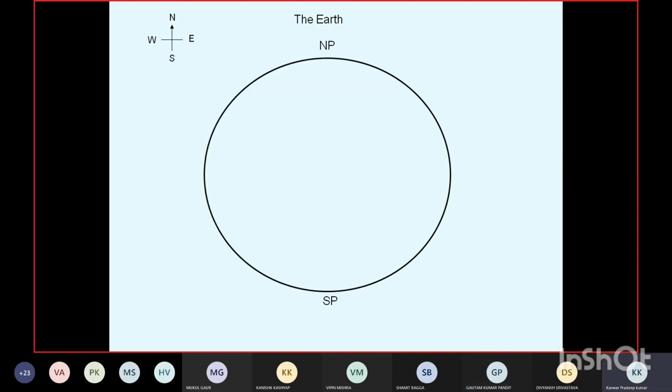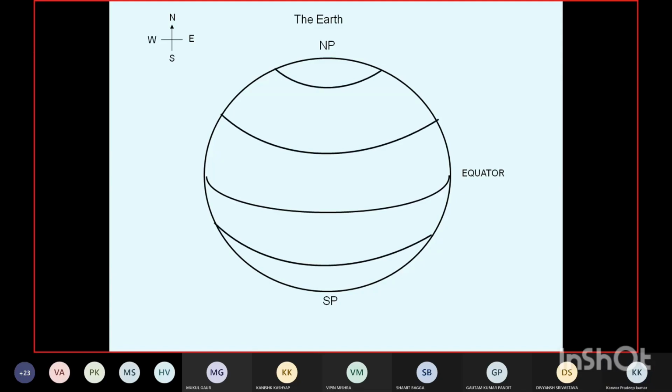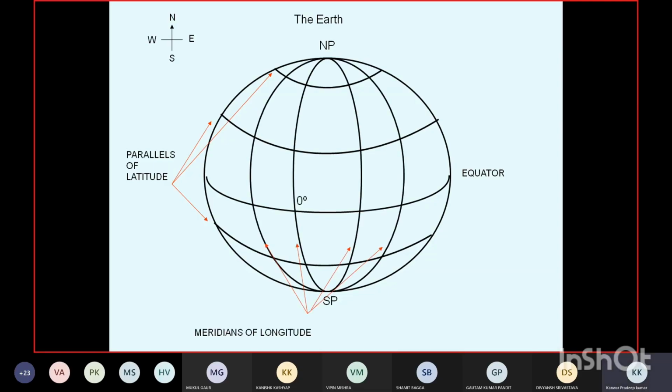Let us say this is the Earth, North Pole and South Pole. Direction north, south, east, west. This is the equator. These are the parallels of latitude. These are the meridians of longitude. This is the Earth. Equator 0 degrees. Northern hemisphere, southern hemisphere. Northern lat, southern lat, east longitude, west longitude, E lat, D long.